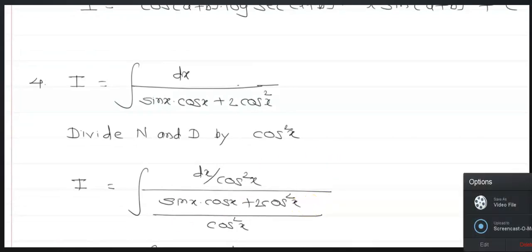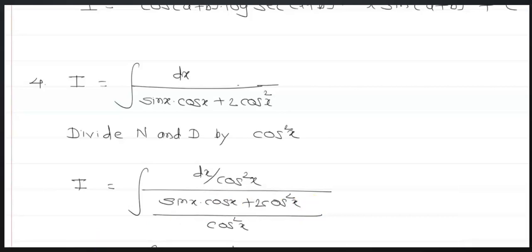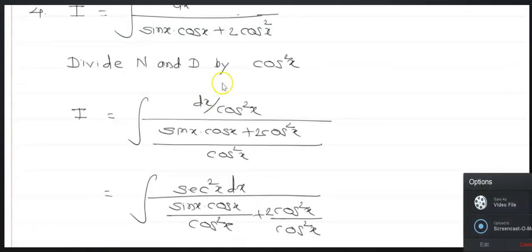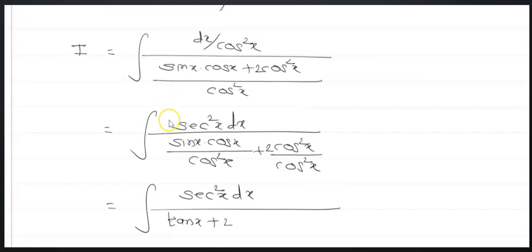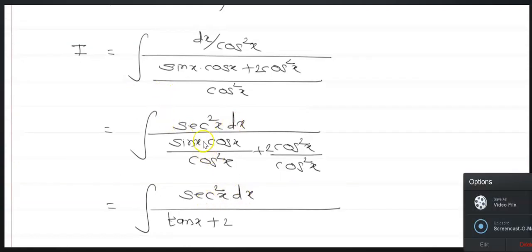Now next step is that dx upon cos square x, it becomes sec square x into dx. Sin x into cos x upon cos square x, that's one cos get cancelled. You will get sin x upon cos x, which is the tan x. And here is a 2 cos square x upon cos square x, it becomes 2. Therefore, we get here sec square x dx upon tan x plus 2, and we will have the substitution.